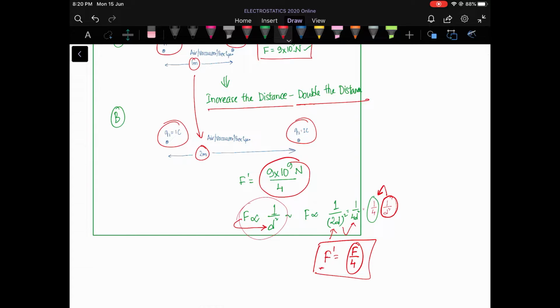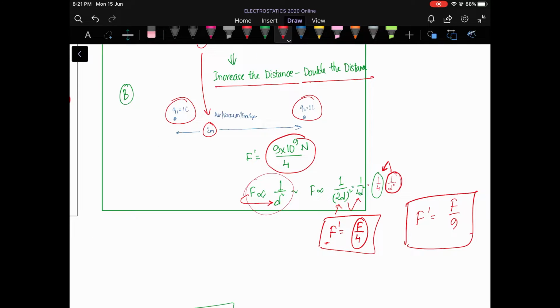And obviously, you can continue in the same way and say that if we make the distance 3 times bigger, then the force will become smaller to a value which will be F/9, because the square of 3 is 9. And obviously the reverse is also true. If we halve the distance, the force should increase by 4 times. And if we make the distance 1/3, the force should increase by 9 times because of the square.